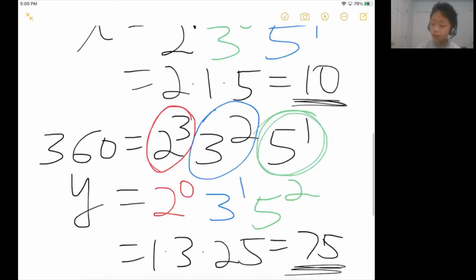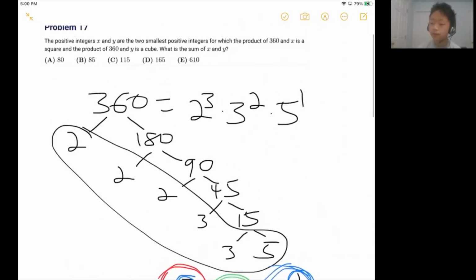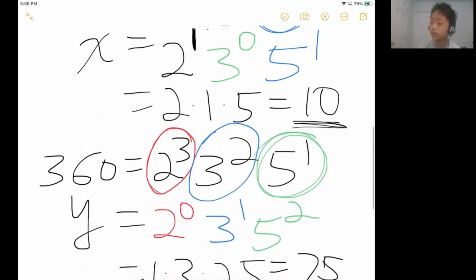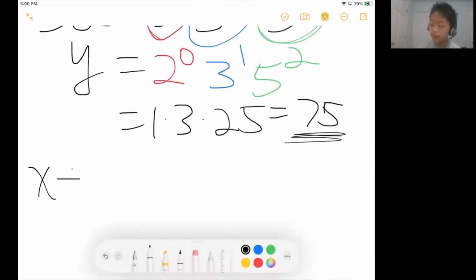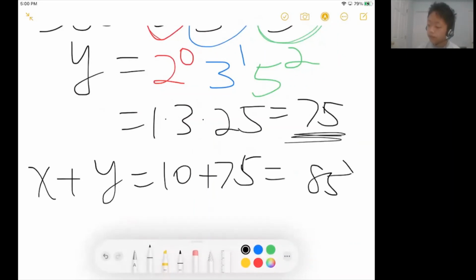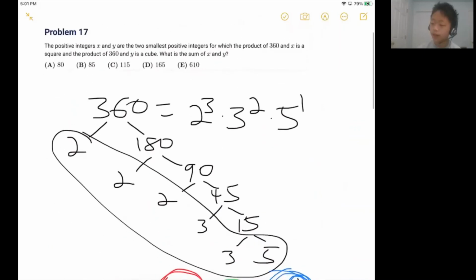The question wants us to find the value of x plus y, the sum of x and y. We know x is equal to 10, and y is equal to 75. So the sum, x plus y, is 10 plus 75, which is 85. That would be choice B, and we would be done.